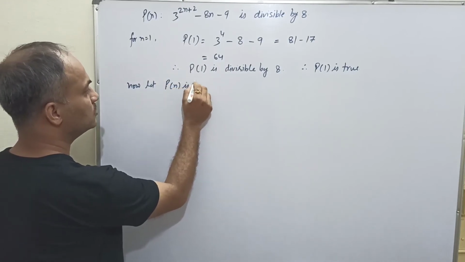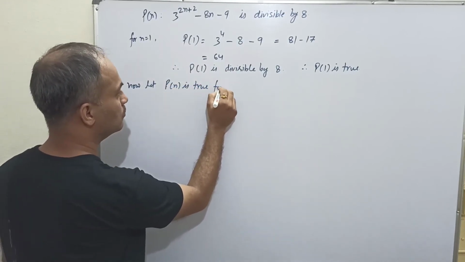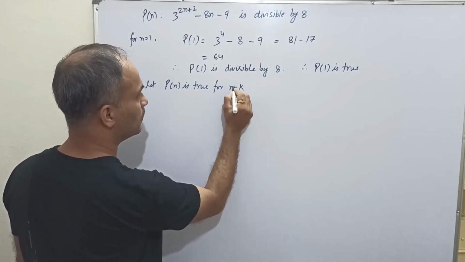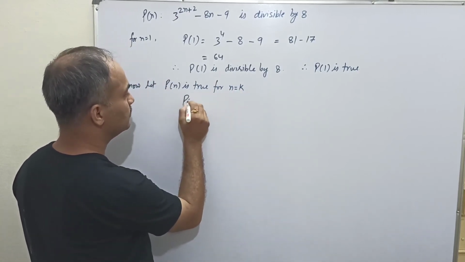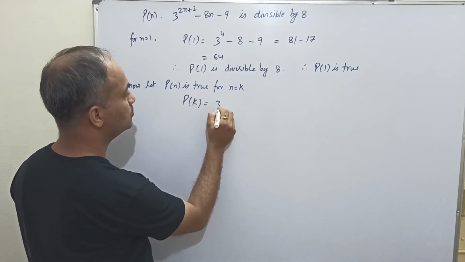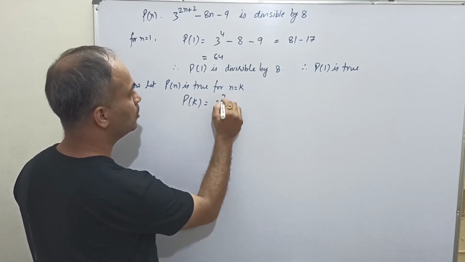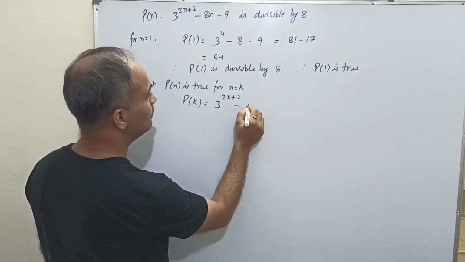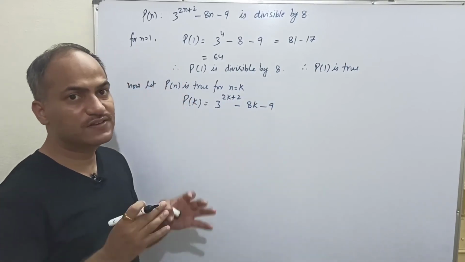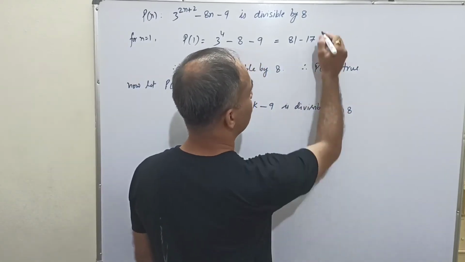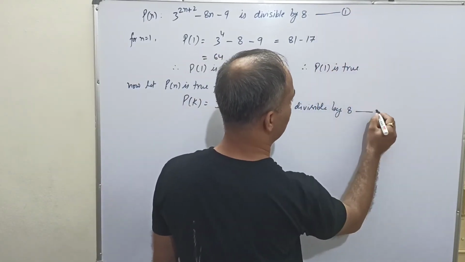Pn is true for n is equal to k. This statement is true. We have to assume. So what happens? This becomes Pk. This is 3 to the power 2k plus 2 minus 8k minus 9. This value is divisible by 8. This we have assumed. So equation 1, equation 2.